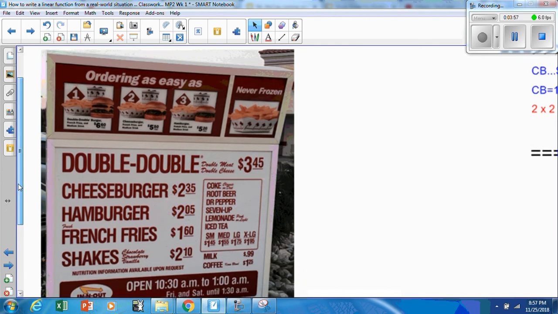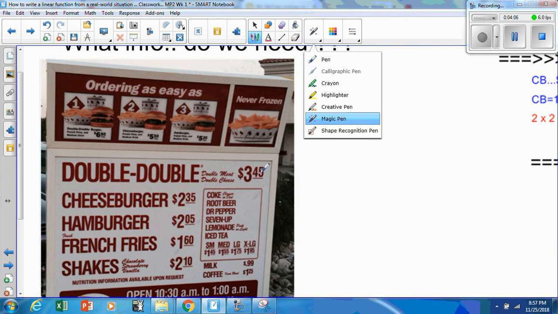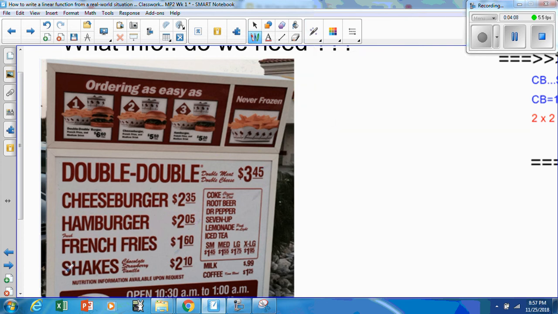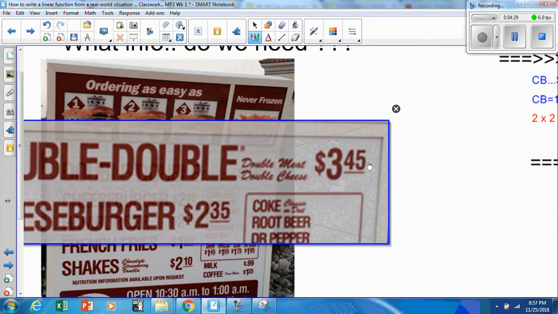So let's talk about what is not super helpful. We don't care about shakes. We don't care about fries. Really, we don't care about the hamburgers because we're dealing with something that has pieces of cheese. So we are going to be super interested in these two numbers right here. We're going to be interested in this 345 and this 235. All right. But it takes a little bit of thinking to organize our thoughts here. So let's try to organize this.